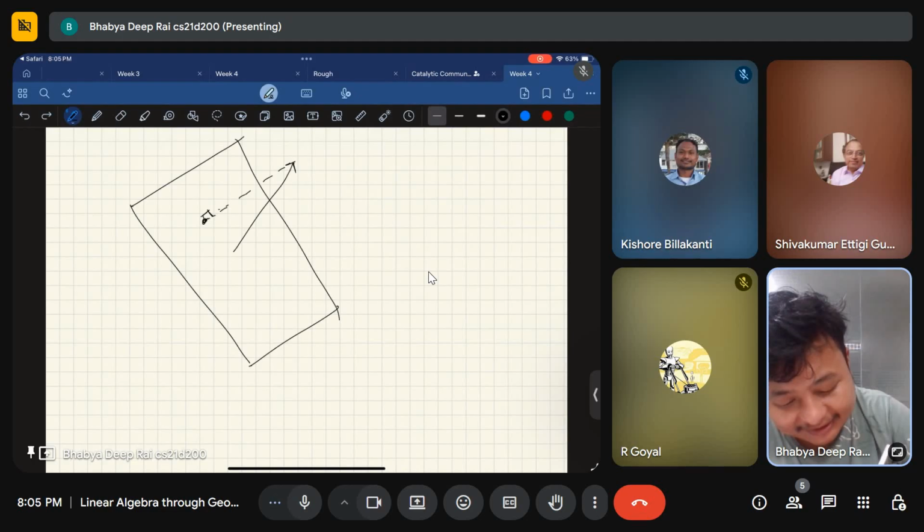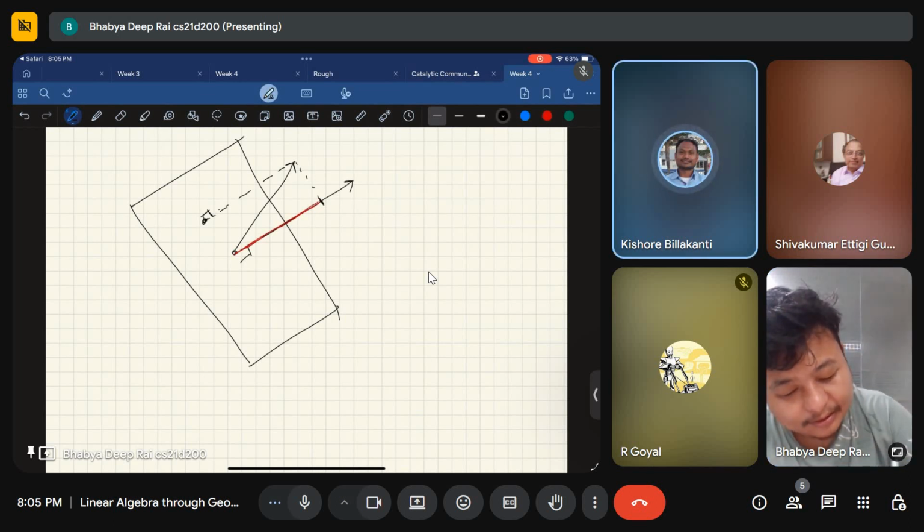So the idea is that you find the normal of the plane, and then you find the projection onto the normal first. Okay, because this normal is perpendicular to the plane. You find the projection onto the normal first.